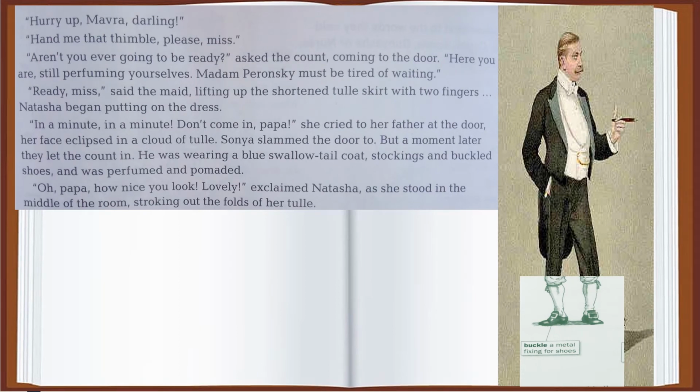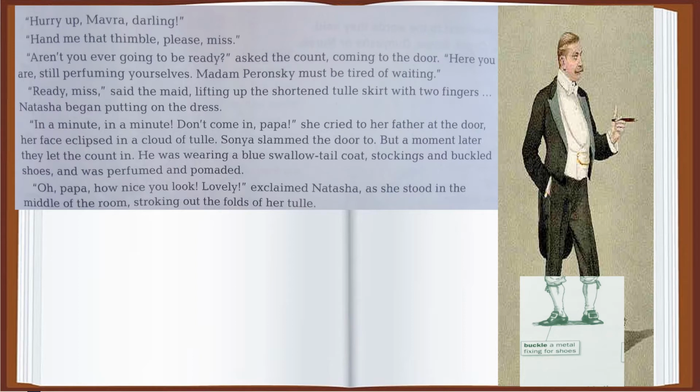And now let's start reading the next paragraph in order to know what Natasha's dad was wearing and what happened to her skirt. "Hurry up, Mavra darling, hand me that thimble please, miss." So here is a continuation of the previous scene, when the four maids were busy turning up the hem of Natasha's dress. So here we were talking about the four maids who were busy shortening Natasha's skirt.